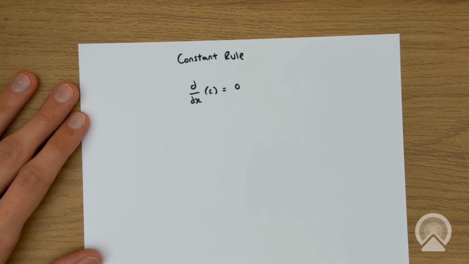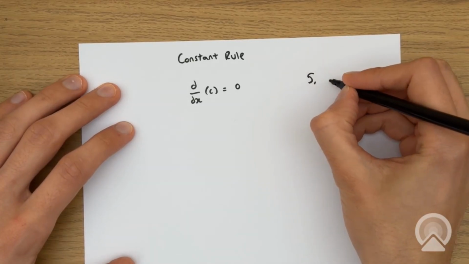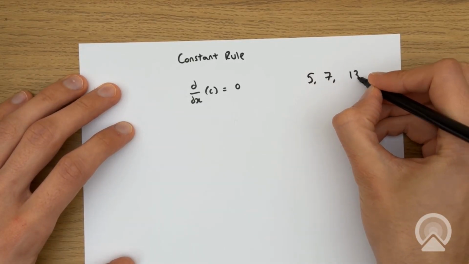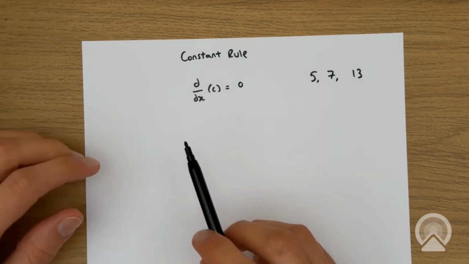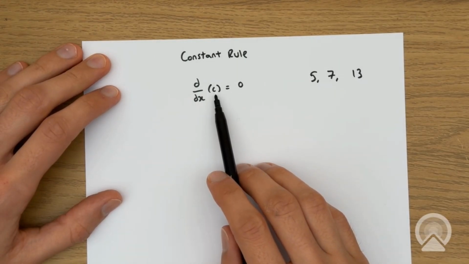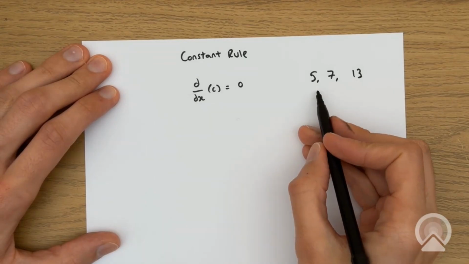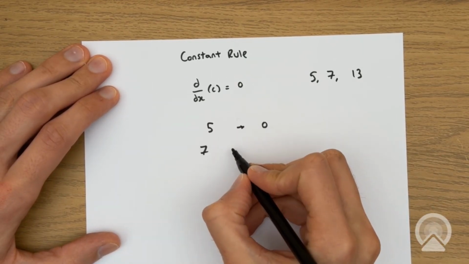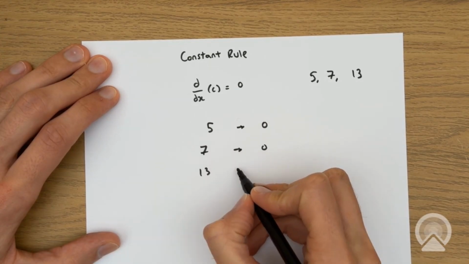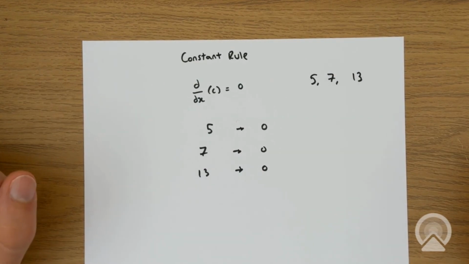You might be asking now, what do we do with constants? With numbers like 5, 7, 13. What do we do with these numbers when we differentiate them? Well, there's a different rule for constants, and it's the constant rule. So the derivative of any constant is equal to 0. So the derivative of 5 is 0. The derivative of 7 is 0. And the derivative of 13 is 0. And for any constant number, the derivative is 0.